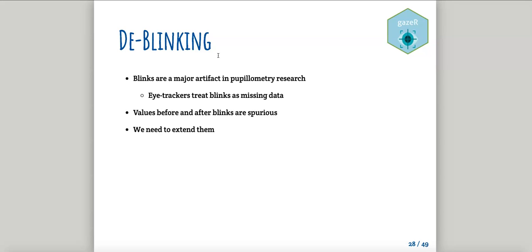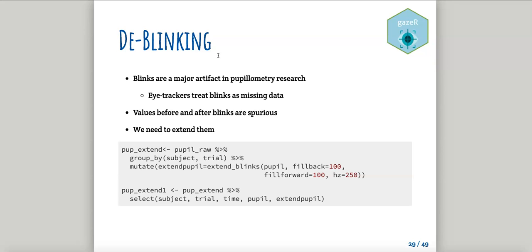Once you've read in the data, you're going to de-blink the data. Blinks are major artifacts in pupillometry research, and most eye trackers treat blinks as missing data. Now, you can just treat blinks as missing data and not do anything else. But what's suggested is that you actually extend those blinks before and after. As your eyes are closing and as your eyes are opening, those values are spurious, and you should probably extend them. And GAZAR does this for you.